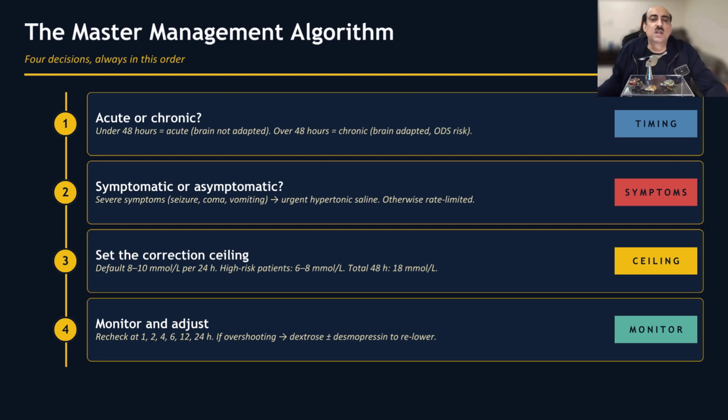Point number 4, monitor and adjust. Really crucial. You need to recheck the sodium after 1 hour, 2 hours, 4 hours, 6 hours, 12 and 24 hours. And if you're overshooting, you need to readjust, pull it back by giving dextrose with or without desmopressin so that you reduce the risk of osmotic demyelination syndrome.